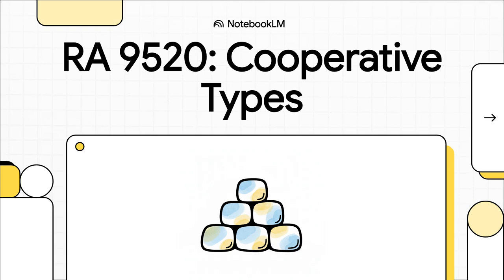Hey, future CPAs, let's jump right into a topic that is absolutely going to be on your board exam: the different types and categories of cooperatives under RA 9520. Think of this as your essential guide to crushing that section.